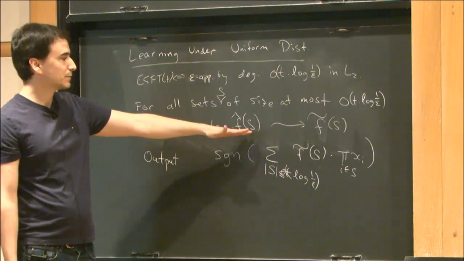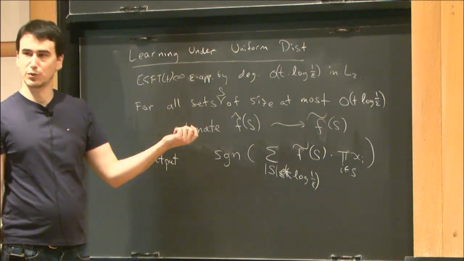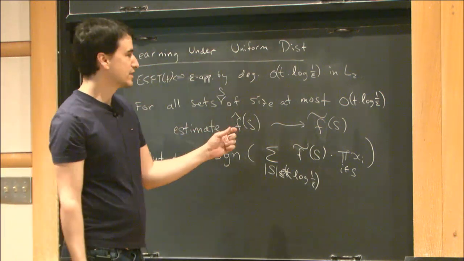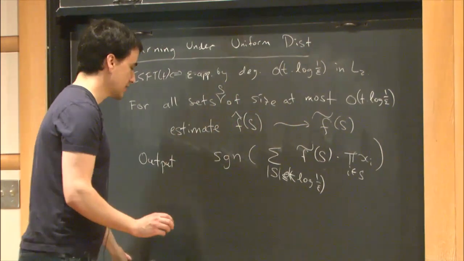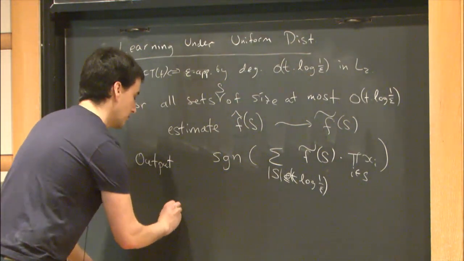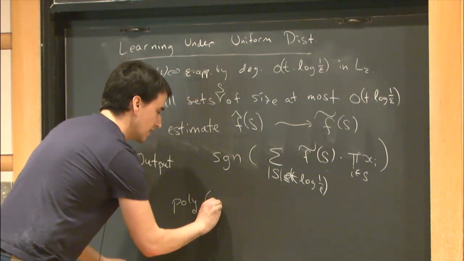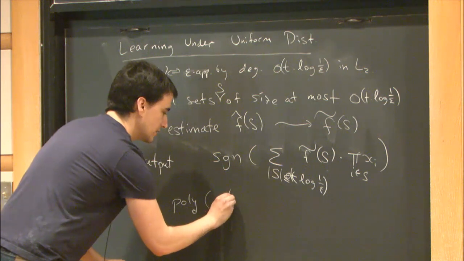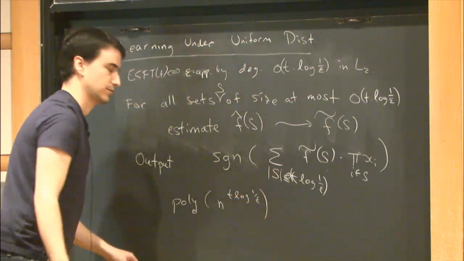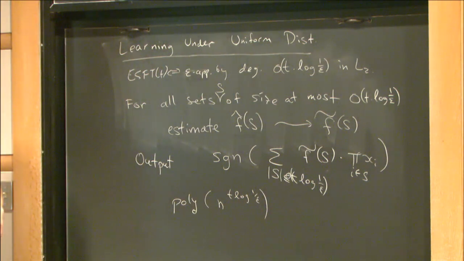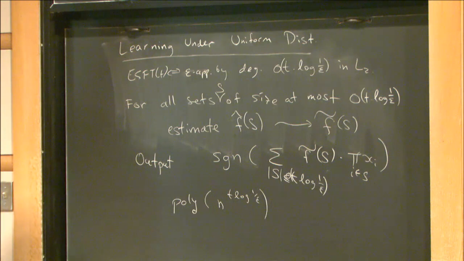I think we need a polynomial in the accuracy that we want. And the accuracy that we want is more or less the number of sets that we are looking at. So all in all, this works in time which is polynomial in the number of sets, which is polynomial in n to the t log 1 over epsilon. Okay, this is the running time of this algorithm.